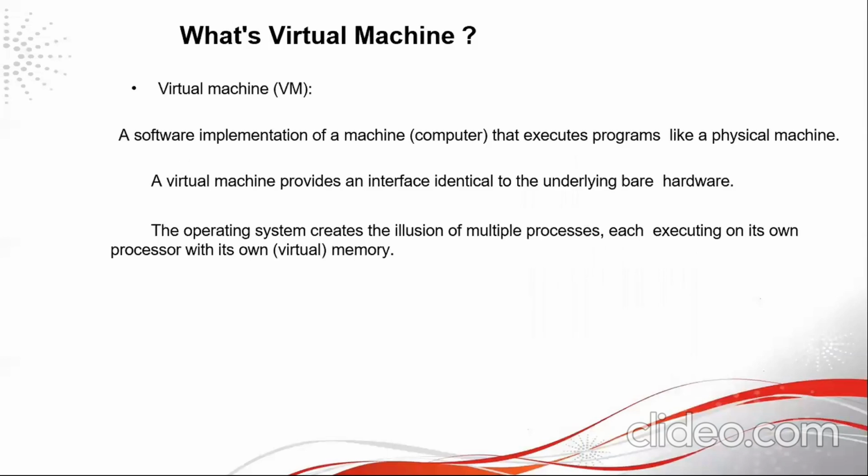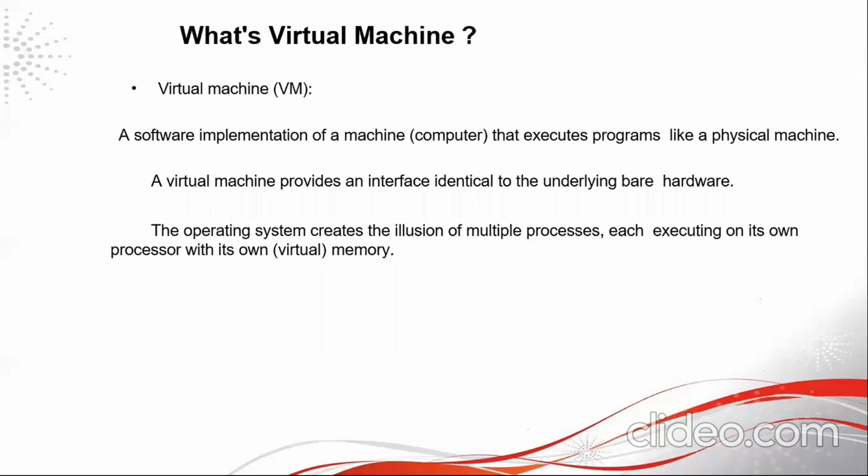So what is actually a virtual machine? It is a software implementation of a machine that executes programs like a physical machine. This is what happens here. Suppose a single machine is there and suppose 5 users are there. They want to execute any program and they should feel that it is a physical machine. So we are creating 5 virtual machines for the 5 users using the software base. That is called a virtual machine.